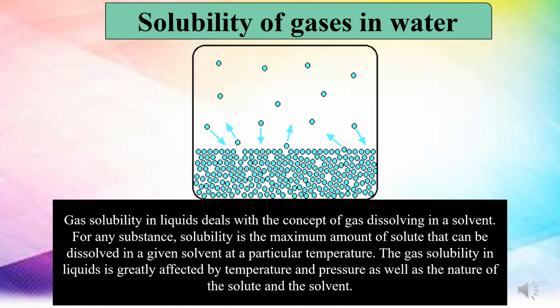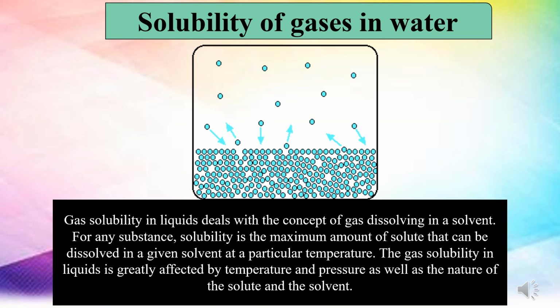The gas solubility in liquids is greatly affected by temperature and pressure as well as the nature of the solute and the solvent. So there are many gases that rapidly dissolve in water, while there are gases that do not dissolve in water under normal conditions. Oxygen is only sparingly soluble in water, while HCl or ammonia readily dissolves in water. Some of the factors affecting solubility are effect of pressure and effect of temperature.